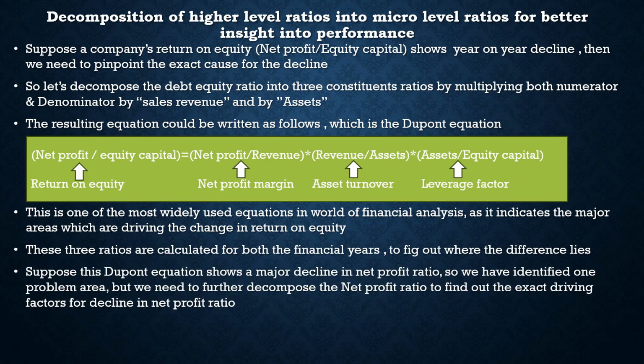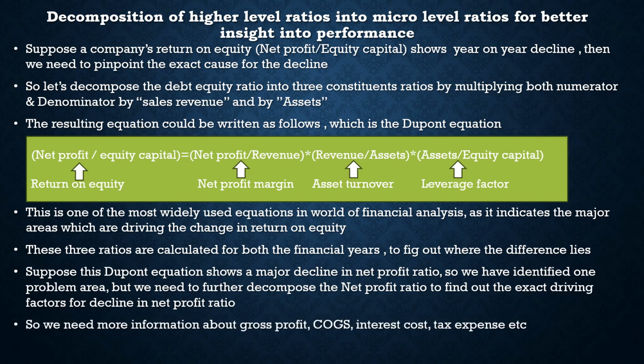Suppose this DuPont equation shows a major decline in net profit ratio. So we have identified one problem area, but we need to further decompose the net profit ratio to find out the exact driving factors for the decline in net profit ratio. So we need more information about gross profit, COGS, interest cost, and tax expenses.